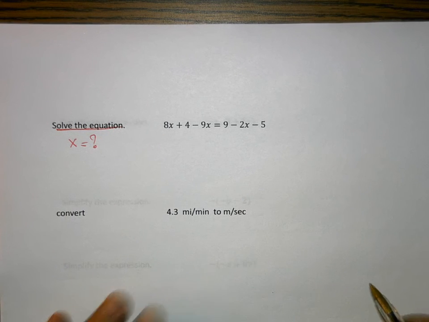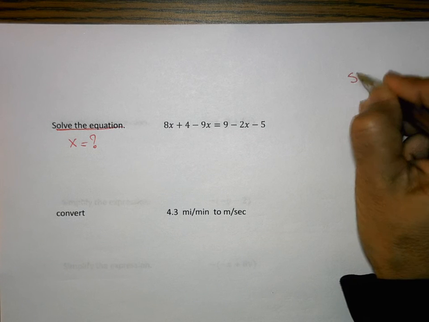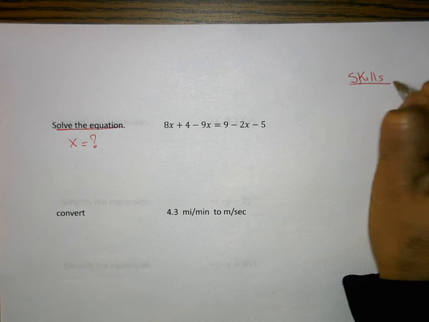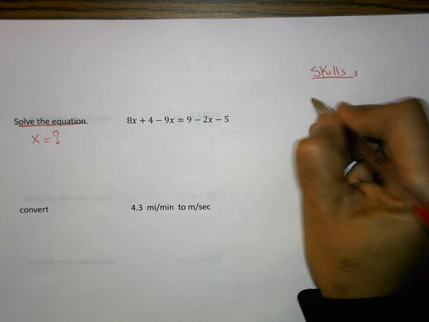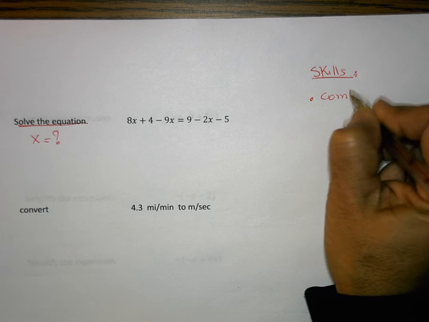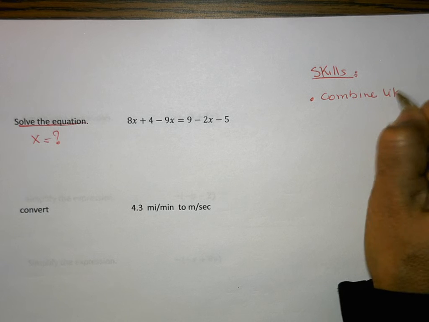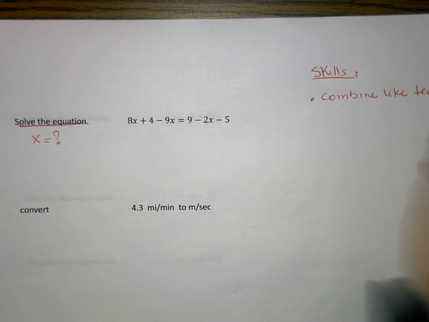So there's going to be probably some combining like terms. Remember the skills we know in class here. The skills that we've been teaching this whole unit. The skills are, we first learn to combine like terms. That's the first skill that we learn.